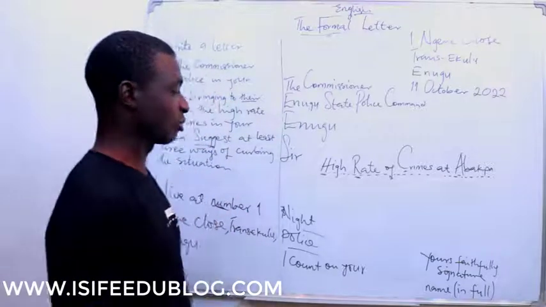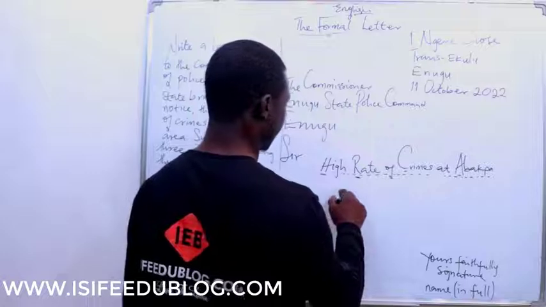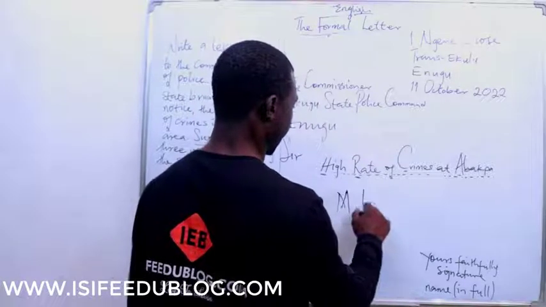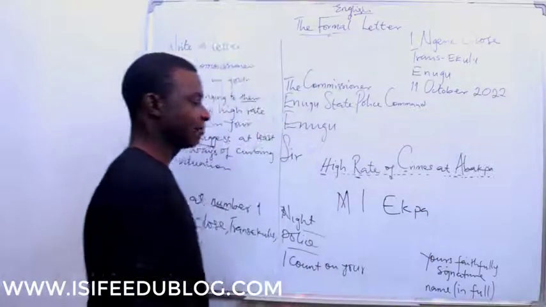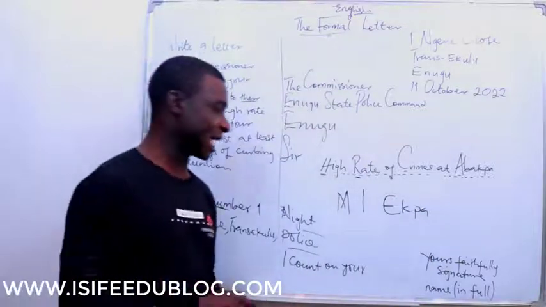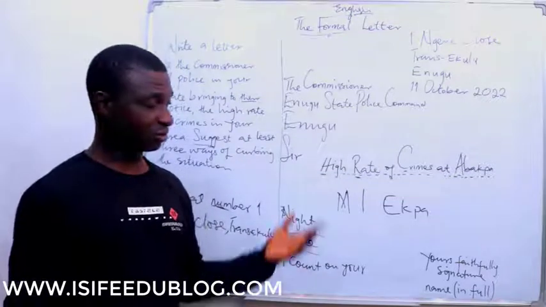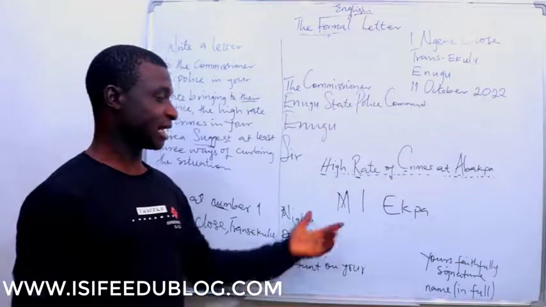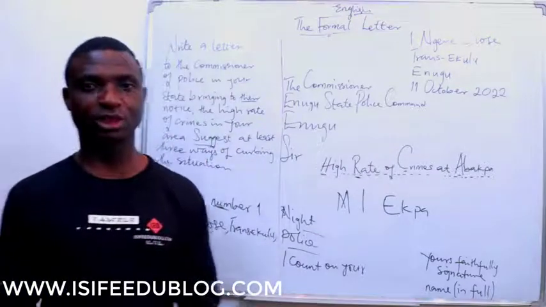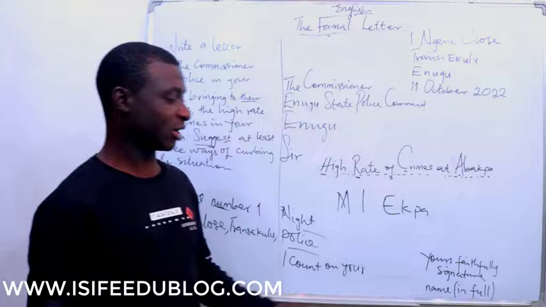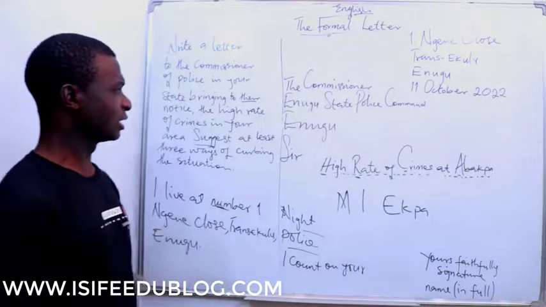Except if you become such a well-known figure, you could say M.I. Ekpa. M.I. Ekpa, if this M and the I are already well known. If not, why not just write Martin Iwowu Ekpa in full? That way, nobody is in doubt as to who wrote the letter. That's how the formal letter should go.